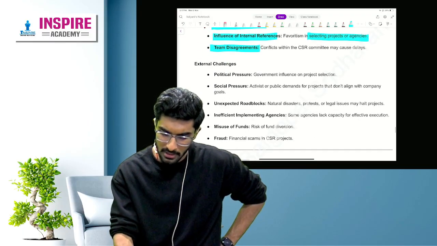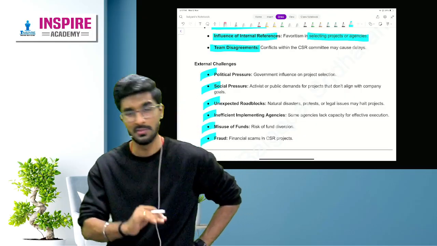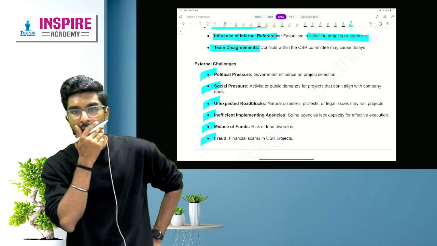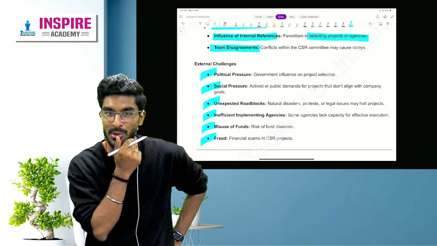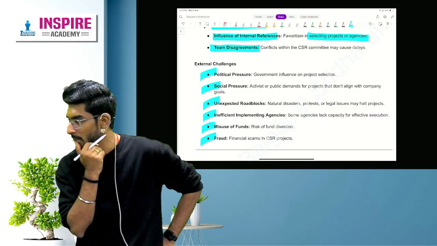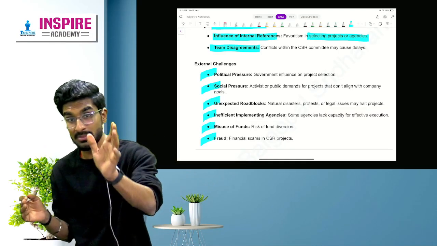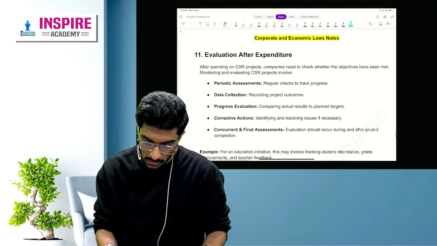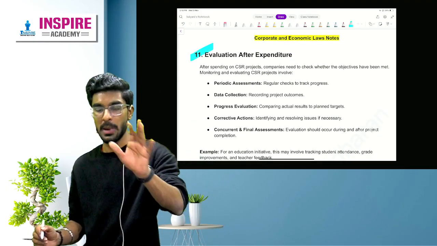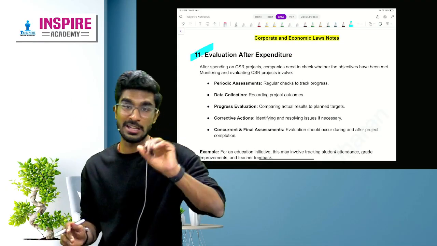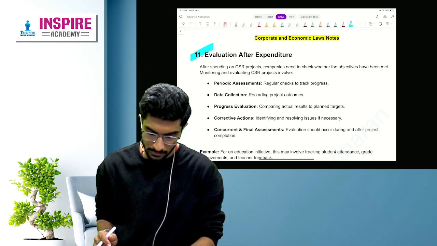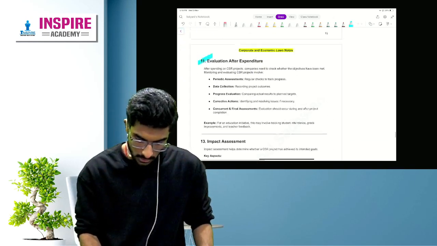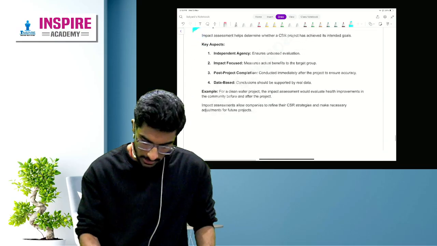So all these, people, you can simply read, understand, learn this. It is very, very pure theory. Like it's an OCM subject of 12th. Very easy. Okay, people? So I'm not focusing on that, but please make sure that you are reading every single thing. Okay? Now next, evaluation after expenditure. Now that you have incurred expenditure of CSR, now what? This is the last topic. And then people, we are done.